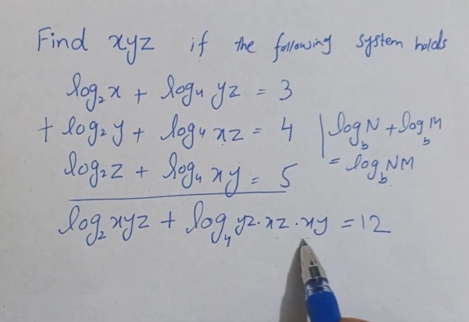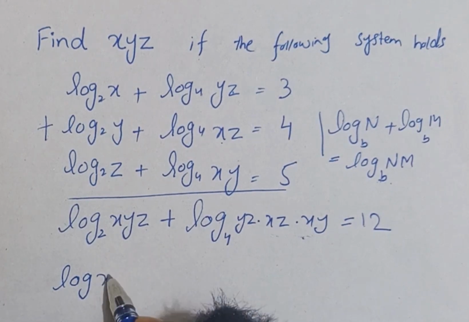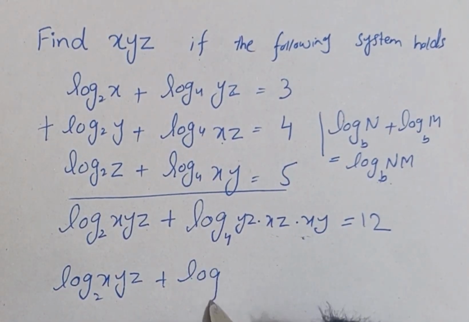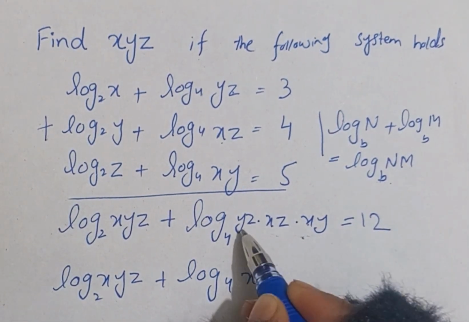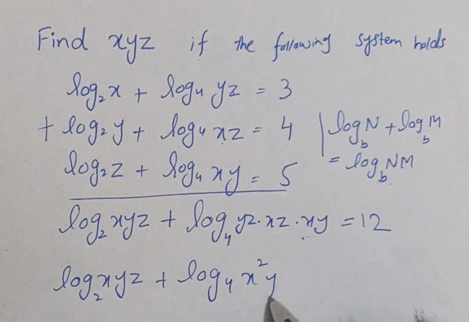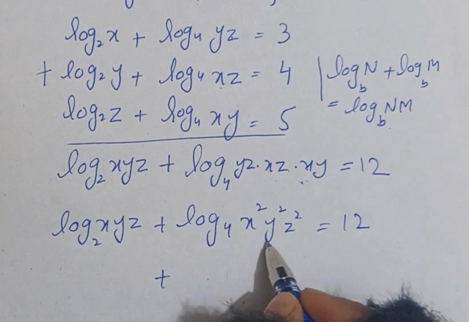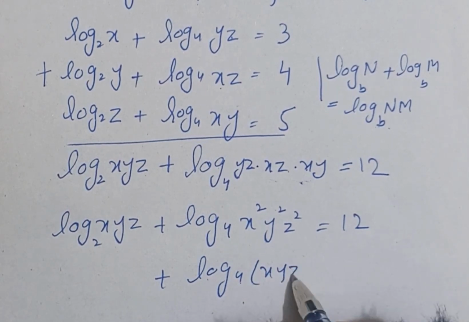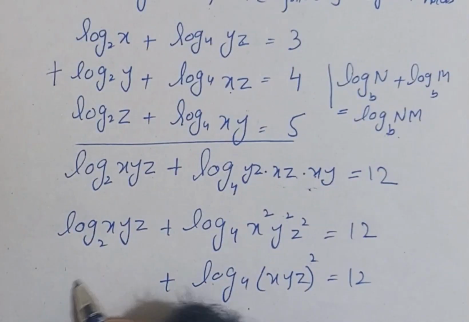Now we simplify this term. We copy the first term, log xyz with base 2, plus log base 4 of x times x, which is x square, y times y, which is y square, z times z, which is z square, equal to 12. In the next term we can write this second term as log base 4 of xyz whole power 2, equal to 12.